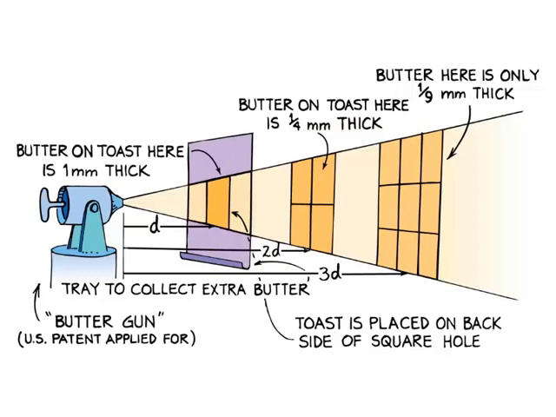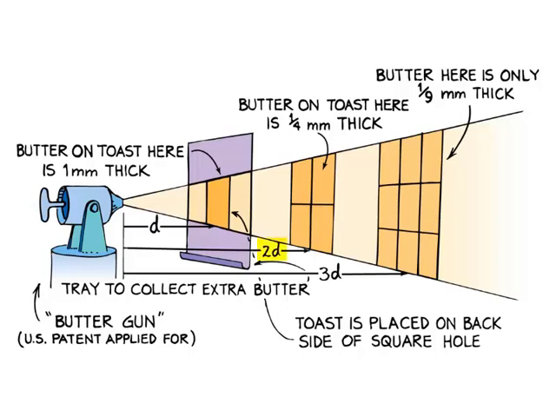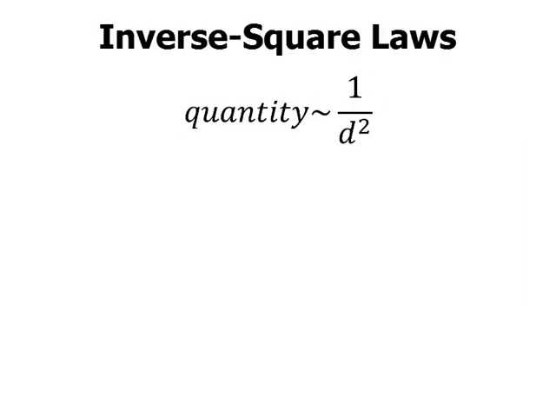Butter spray travels outward from the nozzle in straight lines. Like gravity, the strength of the spray obeys an inverse square law. Twice as far from the gun, the butter is only 1/4 as thick. 3 times as far, it'll be 1/9 as thick. 1/9 is the inverse square of 3. When a quantity varies as the inverse square of its distance from its source, it follows an inverse square law.